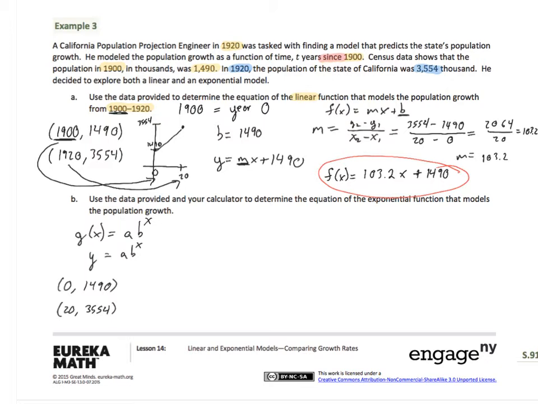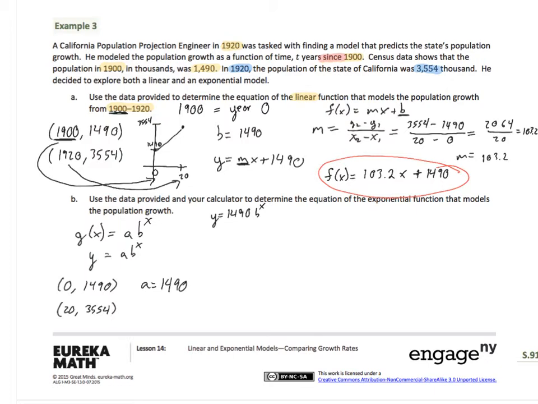So again, I already know that my y-intercept right here, whether I'm using a linear function or an exponential function, the y-intercept will always be the same. So a equals 1490, because again, that's the y-intercept. So I already have y equals 1490 b to the x. Perfect. Let's figure out that b.